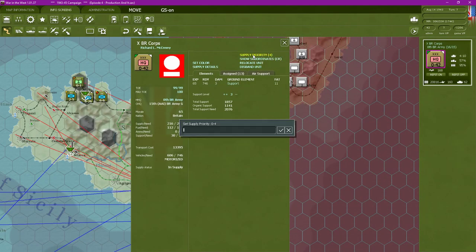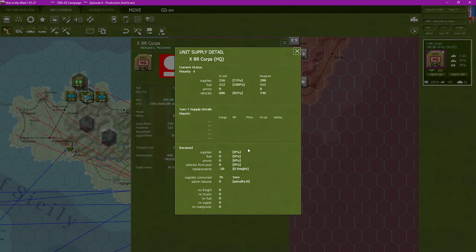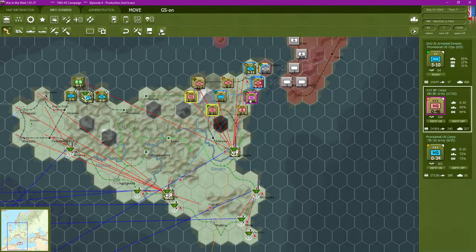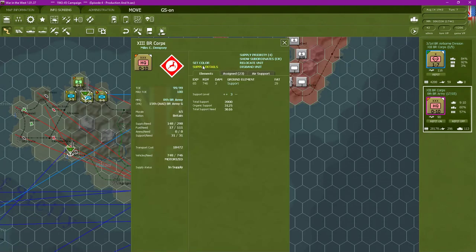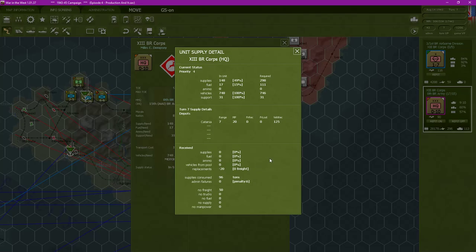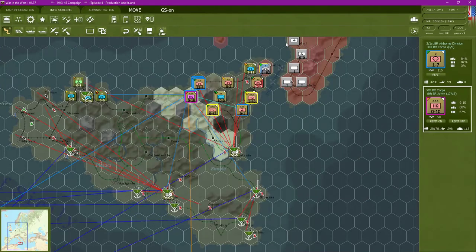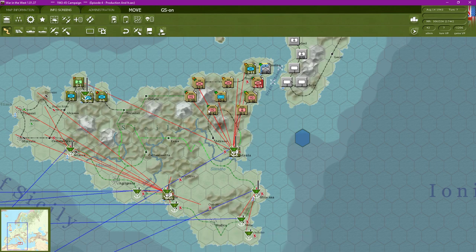Now, if we take a look at the supply, not supply priority, have that at 4, just so it doesn't reset. Right, supply details. So, apparently this corps isn't being supplied by Catania, which is rather interesting. Let's see, I need somebody who's supplied by Catania. Right, now you're being supplied by Catania. So, let's see, received. So you received 71 tons of supplies. So 71 tons of supplies have been consumed. Okay. So you haven't received anything this turn. I need somebody who's received something. Okay. Interesting, so we're not quite getting the freight out there. They're having to use their own intrinsic support.